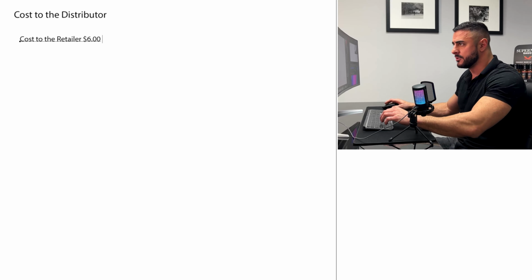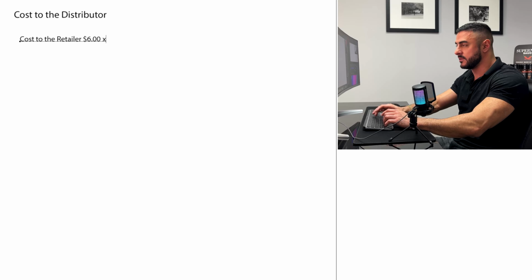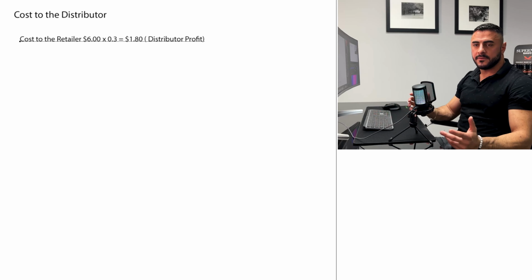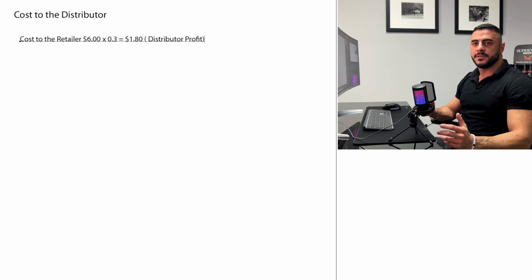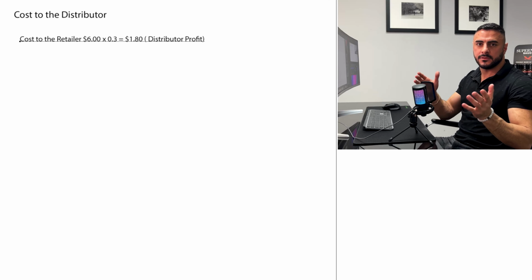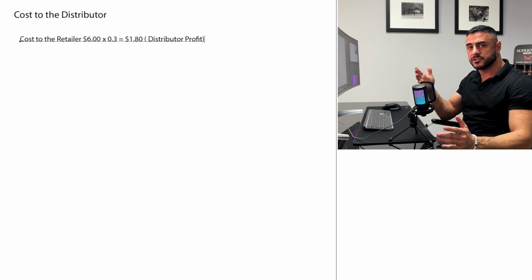So in order to calculate this 30%, we're going to do $6 multiplied by 0.3, which is going to give us $1.80. So this is going to be the distributor profit. Distributor profit is going to be in a dollar value. Basically what this means is the distributor is going to keep $1.80 out of this $6. So when the distributor sells your 150 gram bag of beef jerky to the retailer for $6, the distributor will keep $1.80 from that $6.